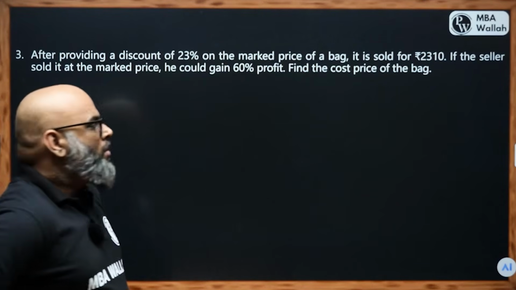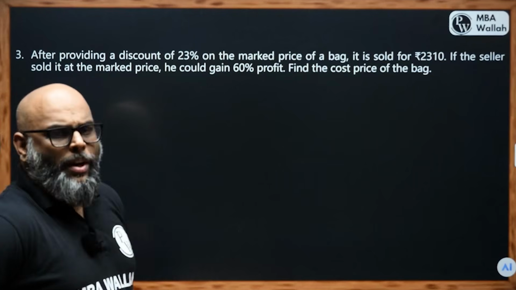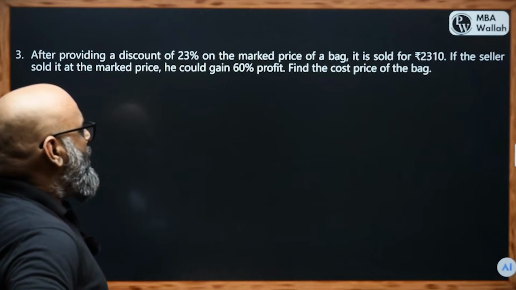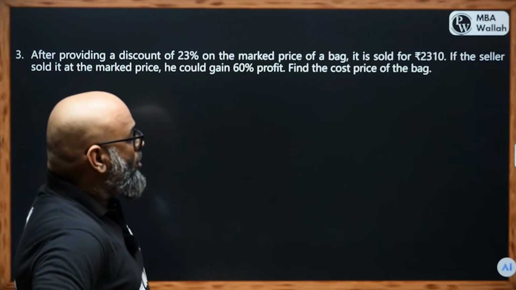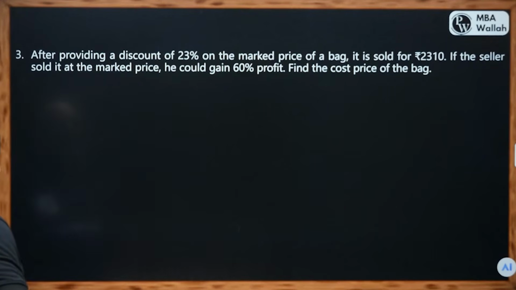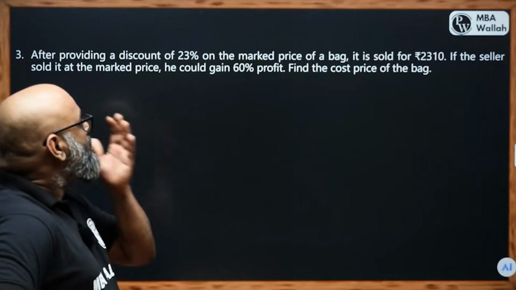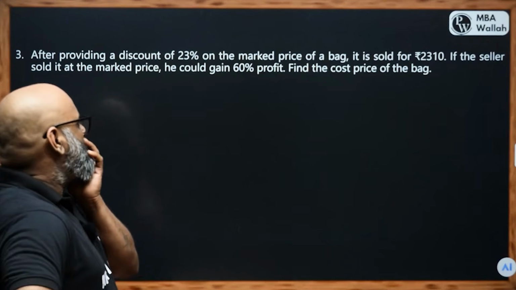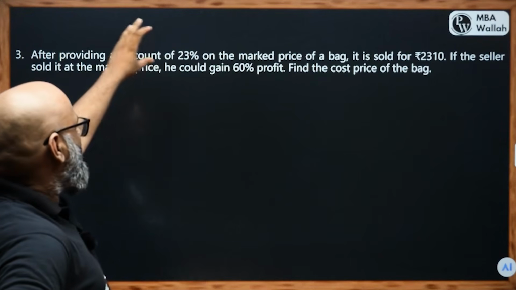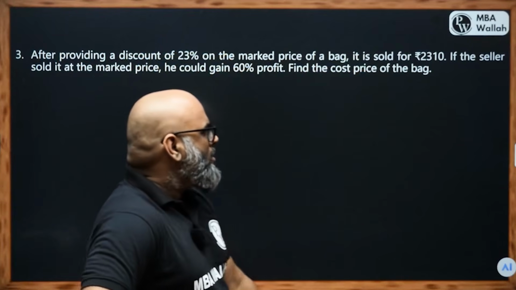And now we solve. After providing a discount of 23% on the marked price of a bag, it is sold for 2,310. If the seller sold it at the marked price, he could gain 60% profit. Find the cost price of the bag. So he is giving a discount of 23% on the marked price. It is sold for 2,310.